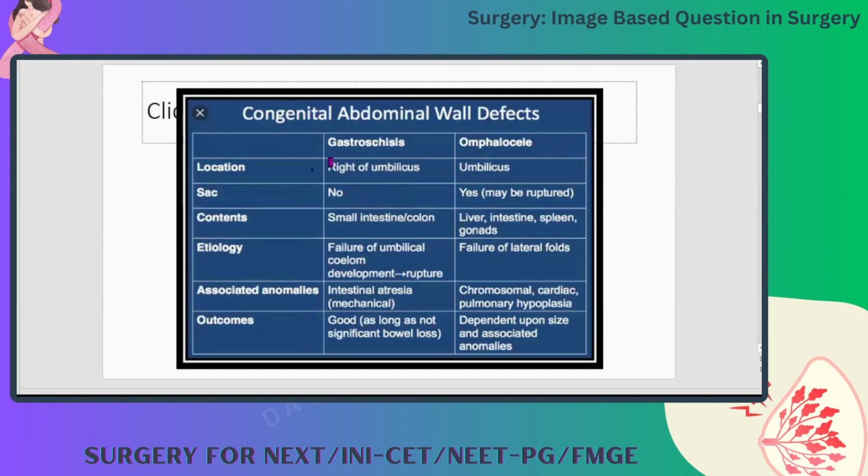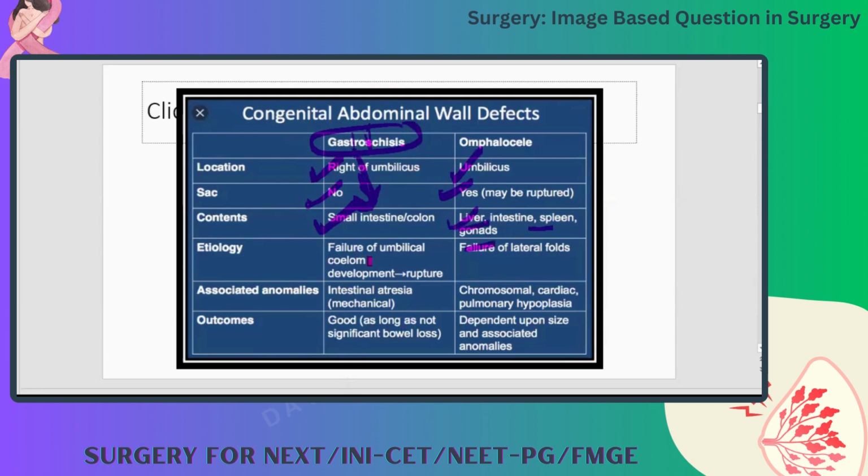the location of this contents is to the right of the umbilicus. Omphalocele, it is on the umbilicus. There is a sac in omphalocele. Contents, only the bowel is the content in gastroschisis. The name itself is telling: gastroschisis, gastro, only the bowel, small intestine and colon. Whereas omphalocele, liver may be there, intestine may be there, gonads may be there.